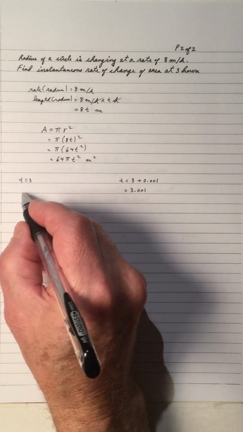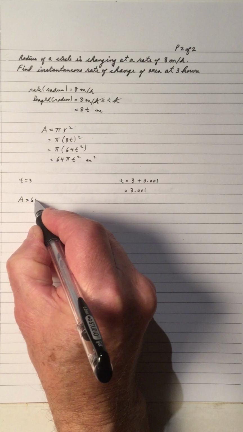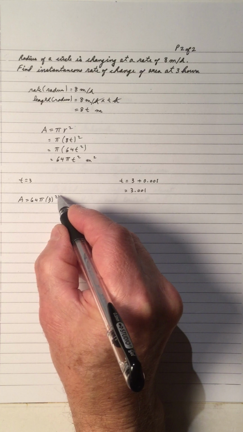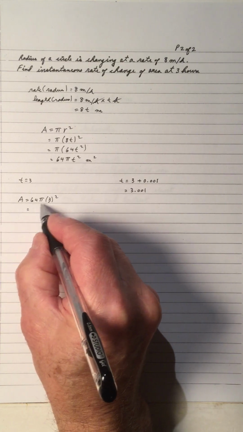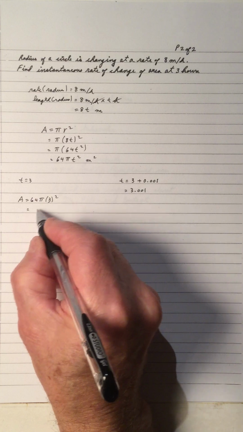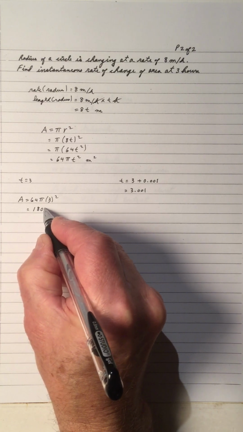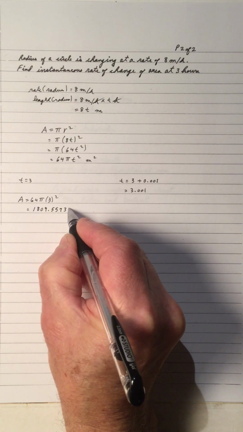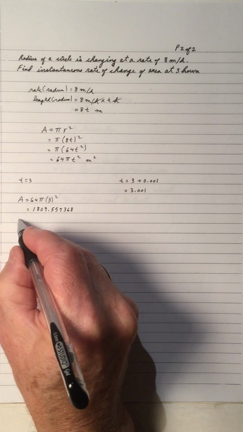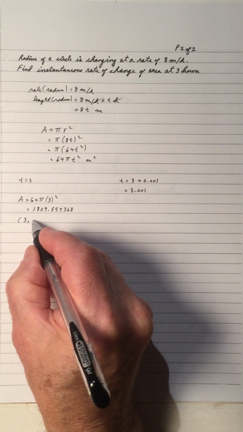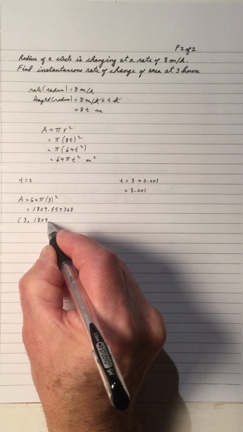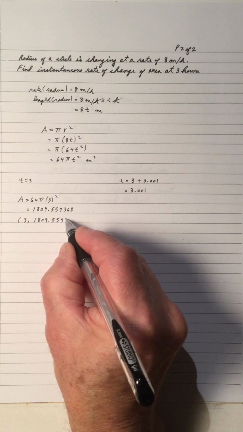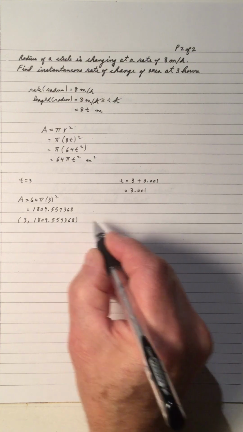So we have area is 64 pi, and t is 3, so it's 3 squared. That's a 9, and use your calculator, you get 1809.55. I'm writing all these down. So that's 3 hours, and I have this area. So I'm writing down the ordered pair, be consistent.